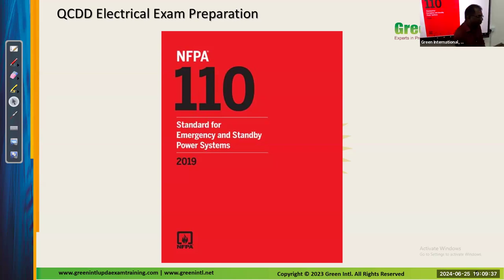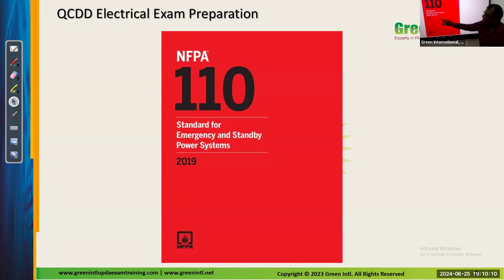Okay, today we discuss NFPA 110 and 111. So 110 refers to the standard for emergency and standby power systems. For this QCDD, that is the current exam, we need to follow the 2019 edition. After 3 years, we may go for the renewal. At that time, it may be changed or not. So right now, we need to take the exam and refer to these editions. 2019.